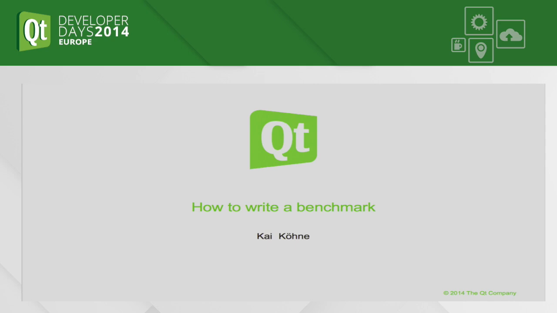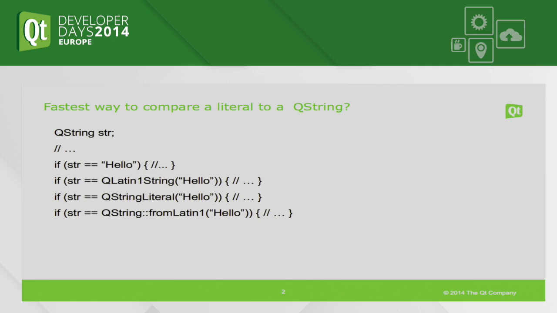So I want to write with you a benchmark about something which Thiago Macieira talked about in the last big session, which is literals and QStrings. Who has been in that session? Great, you can help me. So the question I want to find out with you experimentally is, what is the fastest way to compare to a literal to QString? So I've listed a couple of alternatives. There are more, but I think those are the canonical ones.